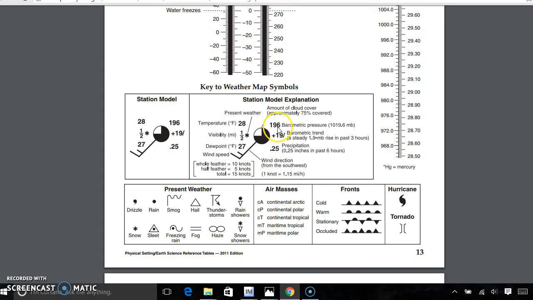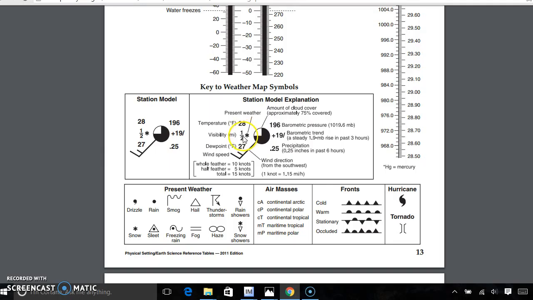So in the upper right, we have our air pressure. Remember, it's coded, and you have to convert that by either putting the 9 or the 10 in front, moving the decimal point. So they give us an example. In this example, 196 millibars would actually be 1019.6. We put a 10 in front, move the decimal over 1. We have air temperature in Fahrenheit. On this particular day, air temperature was 28.